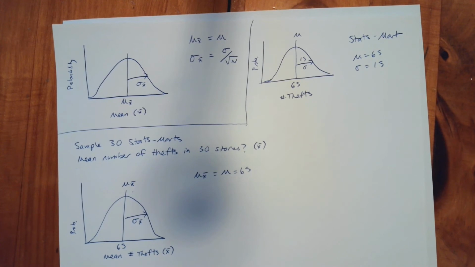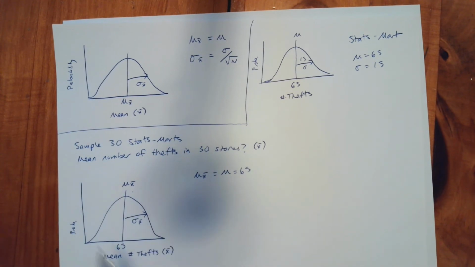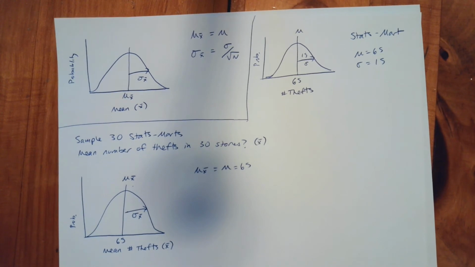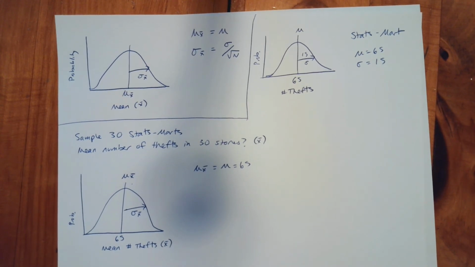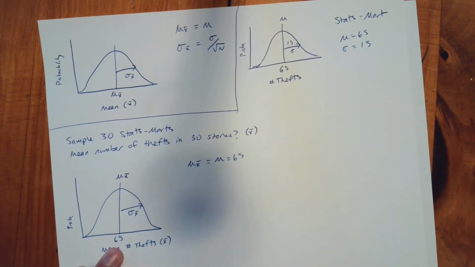So we know that the most likely mean value that we're going to get is a mean of 65. So we've taken these 30 stat smarts, we're wondering what the mean number is going to be in our sample of 30, and we know that the most likely value that we could get is going to be 65 thefts. And again, this goes back to the idea that your sample typically resembles your population. And here the population value that's most likely is 65, so the sample value that's most likely is going to be 65 as well.